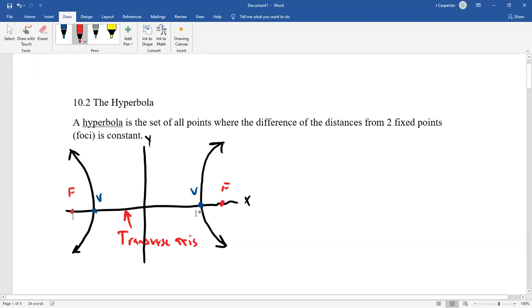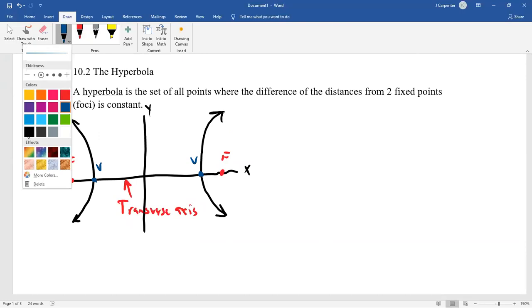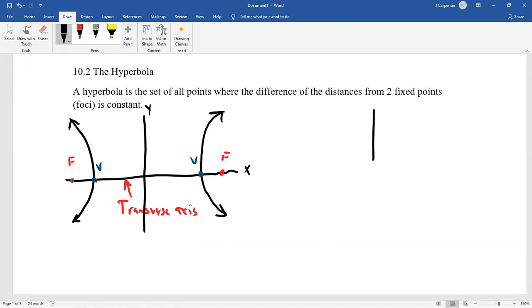Okay, so this is what they look like if it, quote, opens horizontally, which means it's a horizontal transverse axis, or they could look like this. Let me get my black out. So we're just going to do both versions at once today. Definitely have a lot less time. Might not get too far into the parabolas.